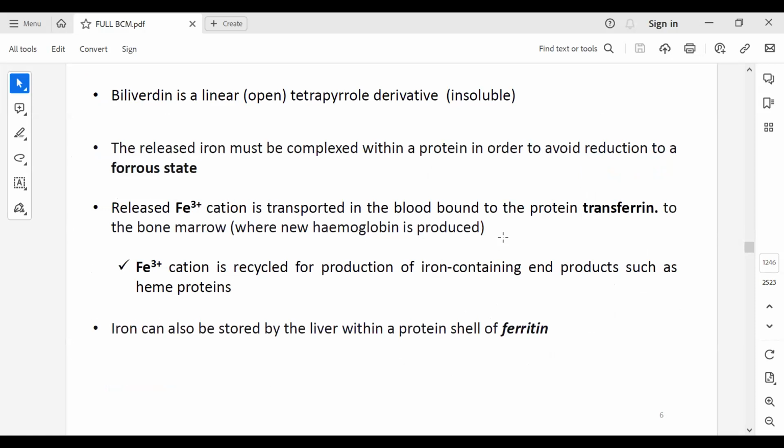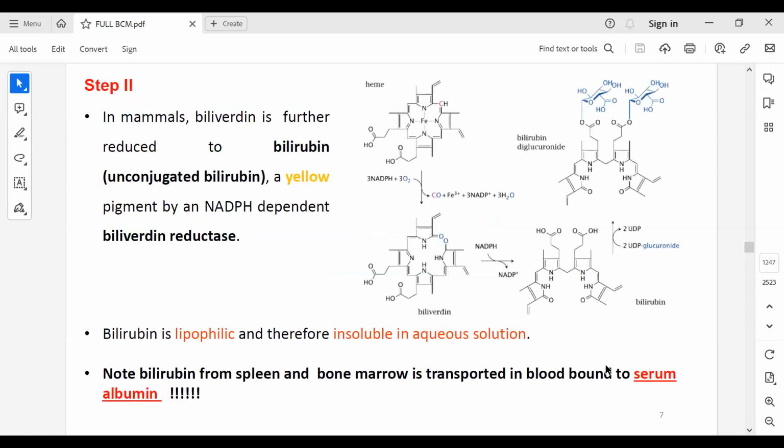Another important part which is examinable is how iron is transported. It's stored as ferritin, but it is transported as transferrin. So these are the things which are examinable as MCQs.